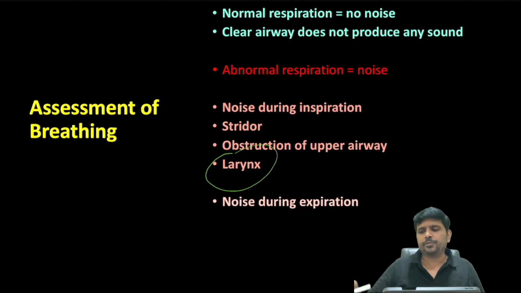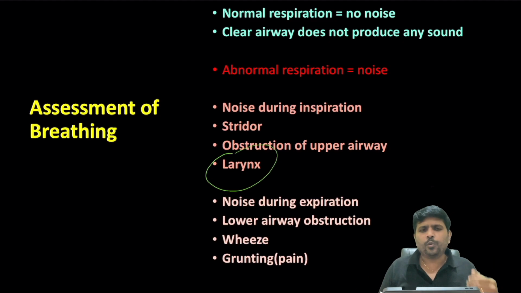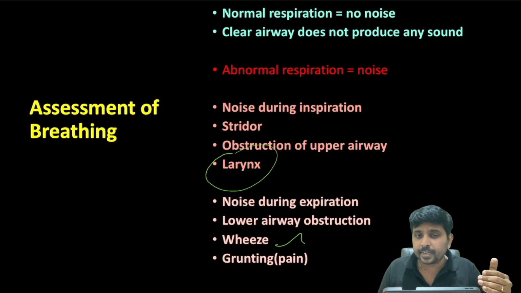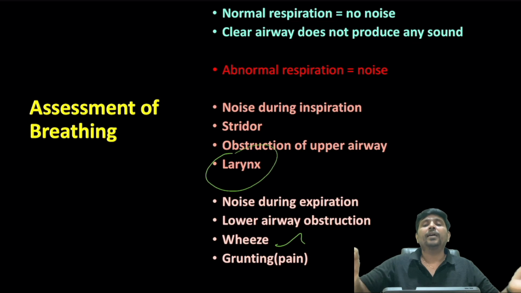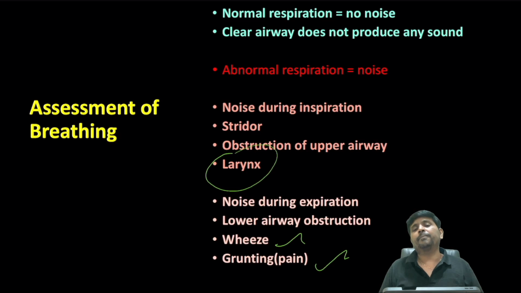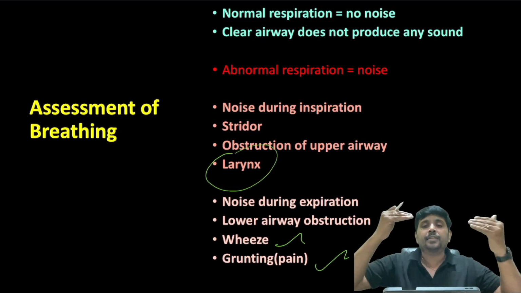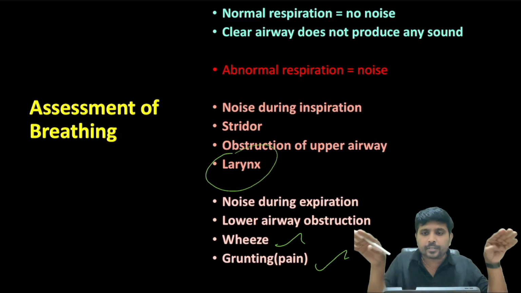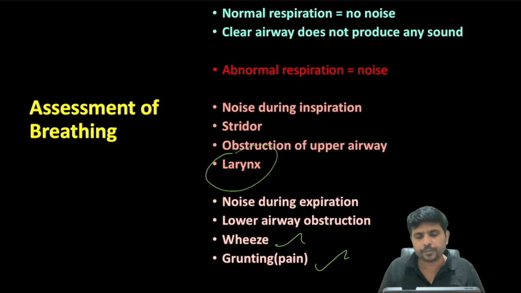Right. Then comes your noise during expiration. It can be of two types. One is wheezing or grunting. Wheezing indicates expiratory airway obstruction, particularly it occurs in asthma, whereas grunting indicates that there is alveolar damage. Most commonly it is pneumonia. And what is called grunting? Grunting is nothing but the expiratory sound takes such a long time to come out because of the partially closed glottis.